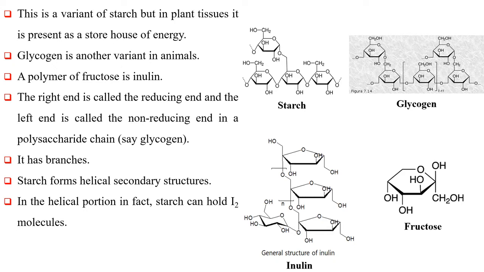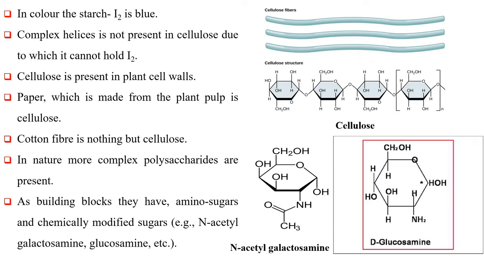In the helical portions, starch can in fact hold I2 molecules. The starch-I2 complex is blue in color. Such complex helices are not present in cellulose, due to which it cannot hold I2. Cellulose is present in plant cell walls. Paper, which is made from plant pulp, is cellulose. Cotton fiber is nothing but cellulose.